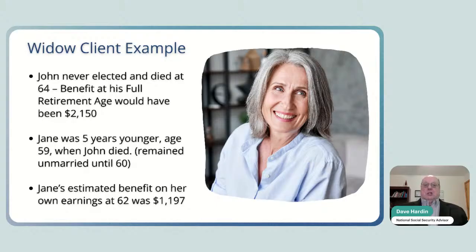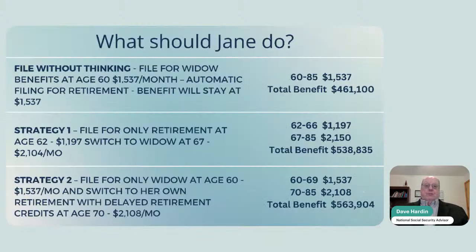Now, on her 60th birthday, she walks into Social Security and she says, "What can I get?" By the way, her own benefit, this is not John's benefit, this is hers, which she's entitled to, is $1,197 at her age 62. Nothing is available to her at age 60 except the survivor benefit. Let's look and see what the options are.